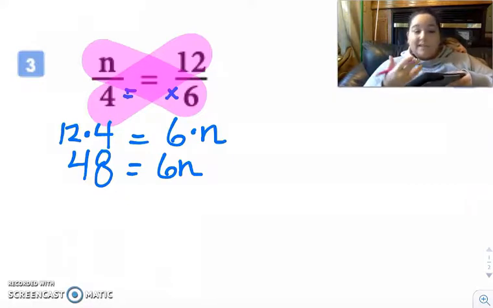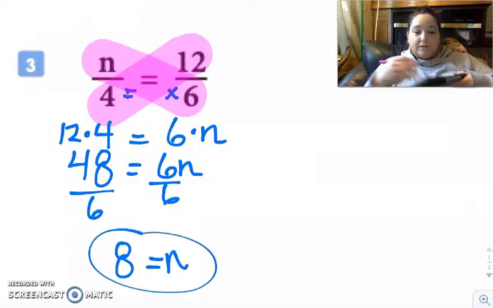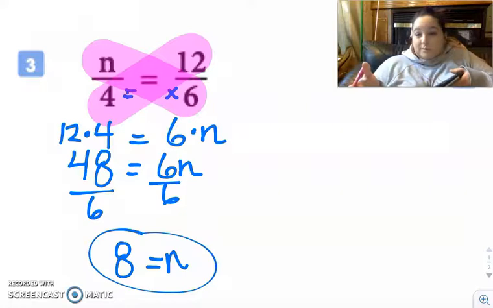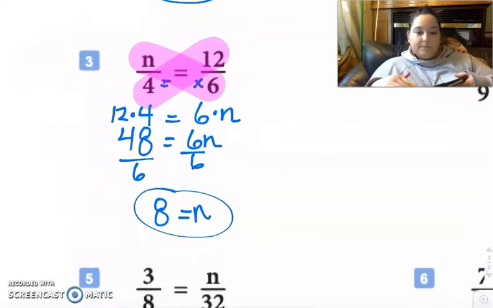So the opposite of times 6 is divide by 6. N equals 8. So you'll notice we got the same answer as what we did in the previous example that I did. It's just how much work you want to show and what type of work you want to do. This problem with the cross multiplication, we dealt with a little bit bigger numbers. The one before that, our numbers were smaller to deal with, but we still ended up with the same answer. So either one works.